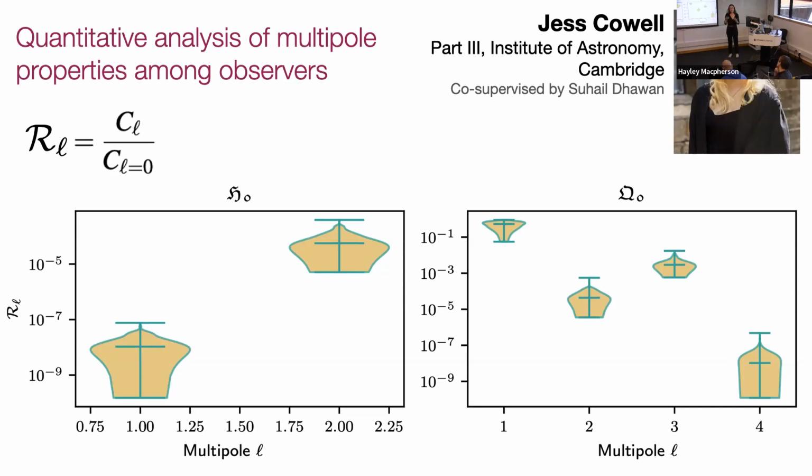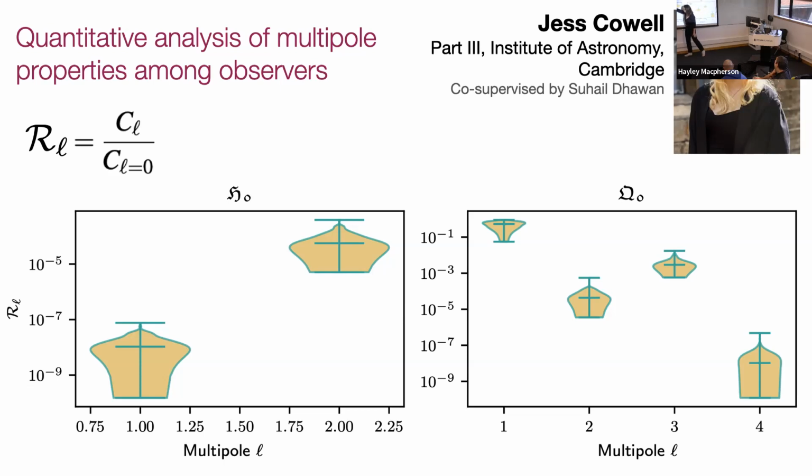And so her job was to take these sky maps for our set of 100 observers and take the angular power spectrum and identify which of these multipoles are dominant across our set of observers. And so these are some of her really nice violin plots here, where what she's calculated is this ratio R, which is giving us the ratio of a given multipole relative to the monopole. I'll talk through this a little bit more as well.